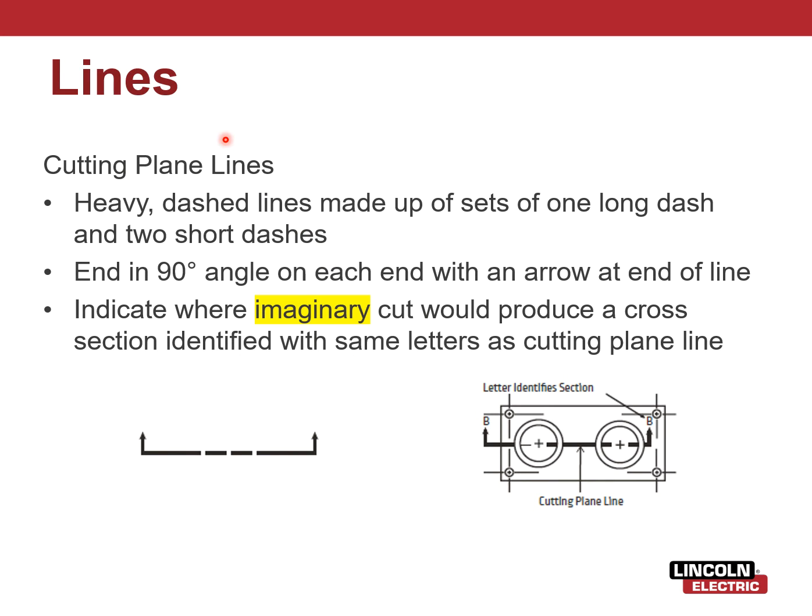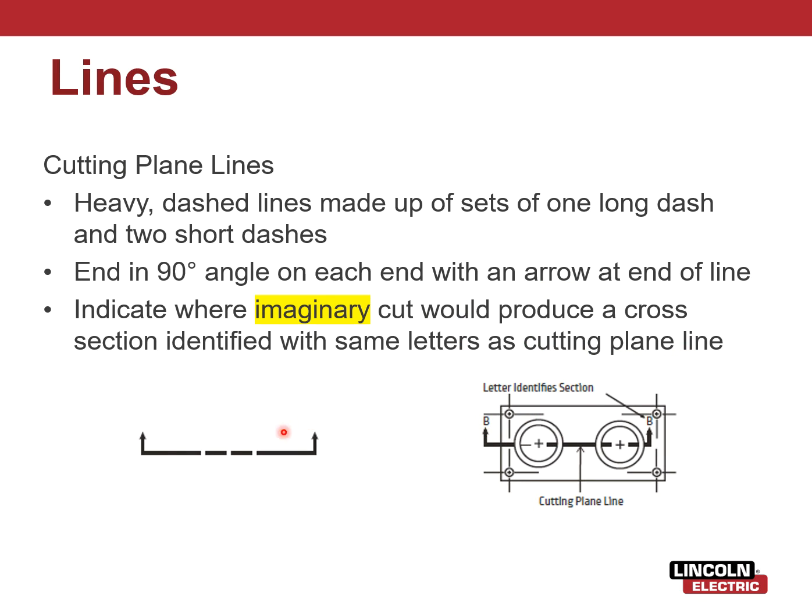Then we have cutting plane lines. These are heavy dashed lines made up of sets of one long dash and two short dashes. So one long, short, one long, short. They end in a 90-degree angle with an arrow at the end of each line, and this indicates where an imaginary cut would produce a cross section identified with the same letters as the cutting plane line.